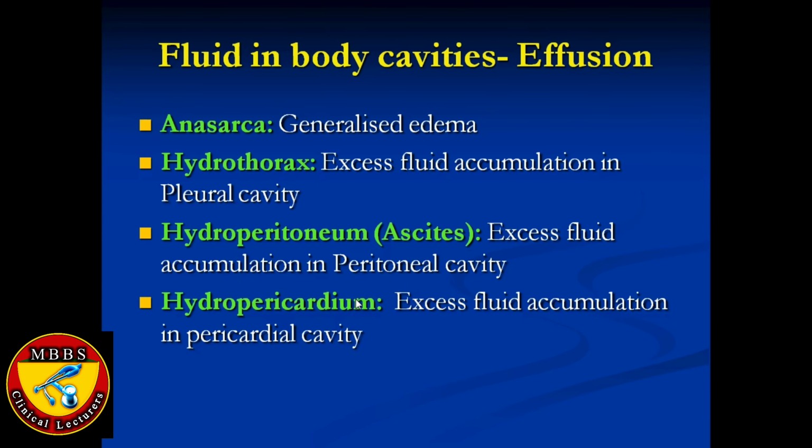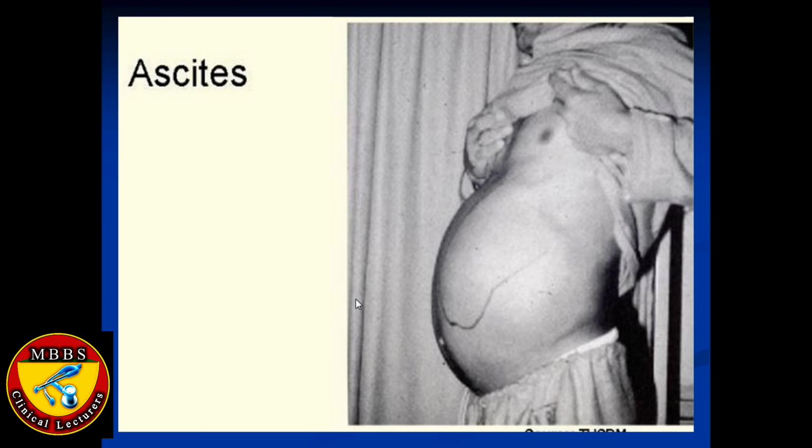Now, if for some reason the serosal surfaces of the body are involved, then there is accumulation of fluid in the body cavities. The fluid accumulation in the body cavities is given the name of effusion. If there is excessive accumulation within the pleural cavity, it is called hydrothorax. If the excessive accumulation takes place in the peritoneal cavity, it is known as hydroperitoneum, or more commonly ascites. And if it's in the pericardial cavity, it is known as hydropericardium.